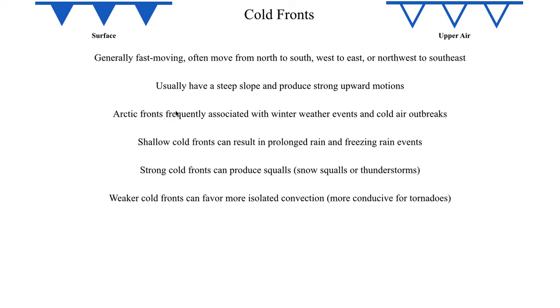And weaker cold fronts typically favor more isolated convection, which is what you want to get if you're looking for a potential tornado outbreak. You want nice isolated thunderstorms which have a better chance of becoming supercells. And again, we'll talk about this in greater detail once we get to the severe weather unit, which will be fast approaching.